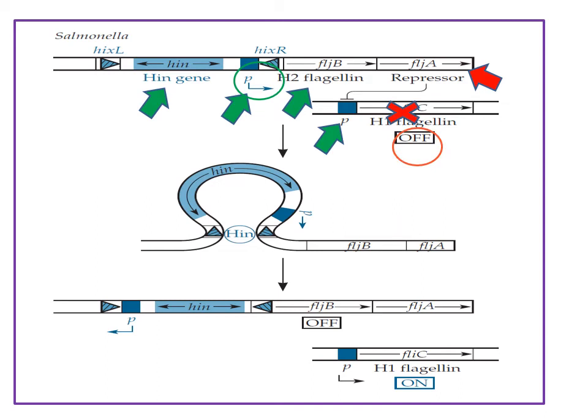When the invertible region is in the other orientation, the H2 gene and the repressor are no longer transcribed, so the H1 gene can be expressed. Phase variation, which is also called phenotypic switching, has also been found to play an essential role in the formation of diverse phenotypes within microbial communities that make up biofilms.